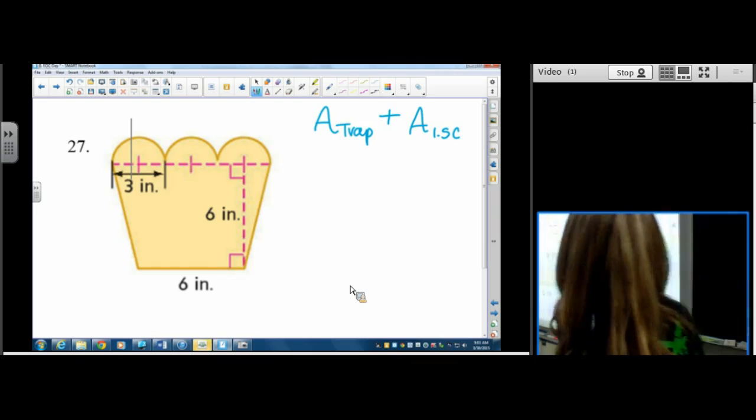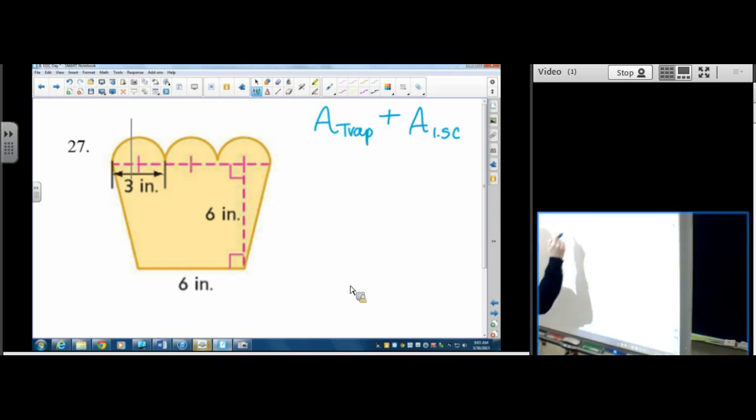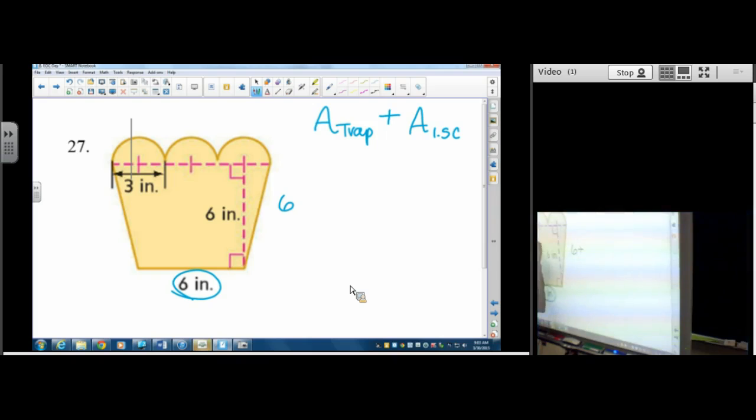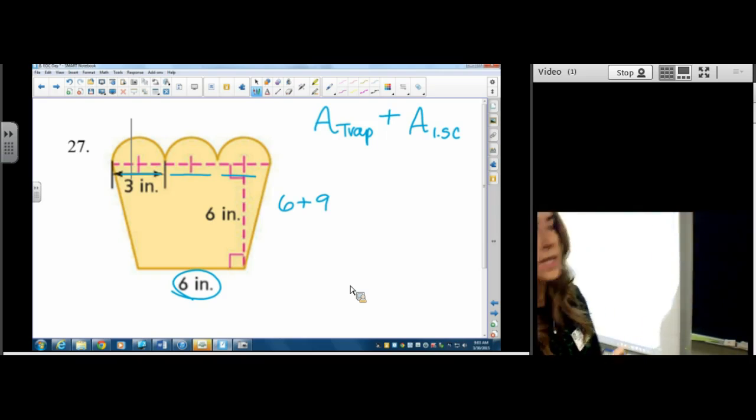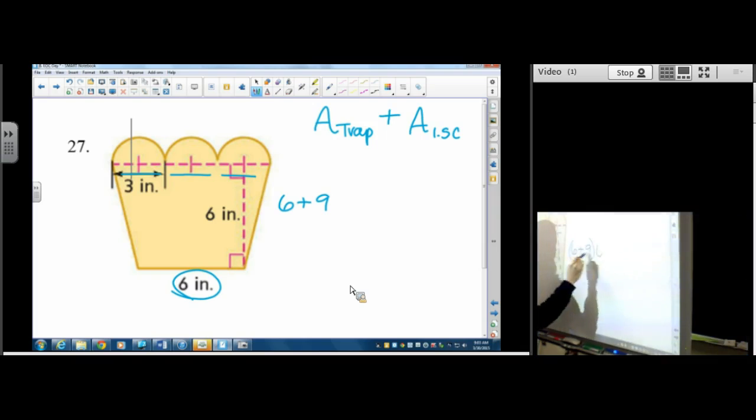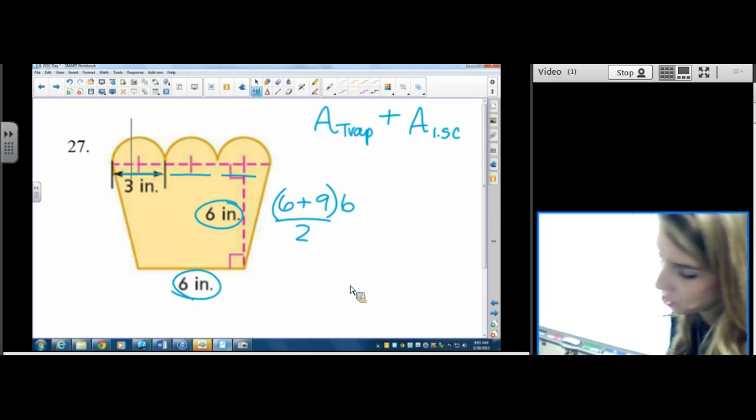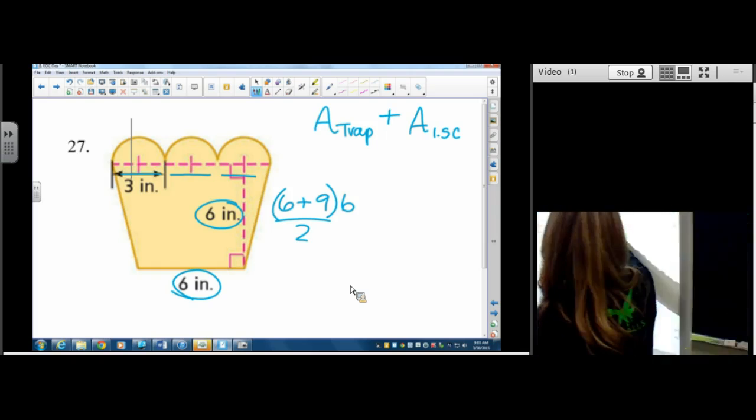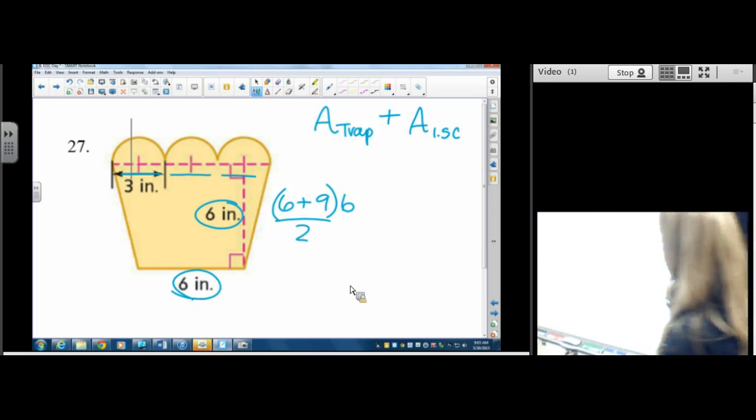All right, let's find the area of the trapezoid. Base 1 is 6. Okay, use that. Plus base 2, let's see. 3 plus 3 plus 3, right? 6 plus 9 times the height divided by 2. So the area of the trapezoid is 45.